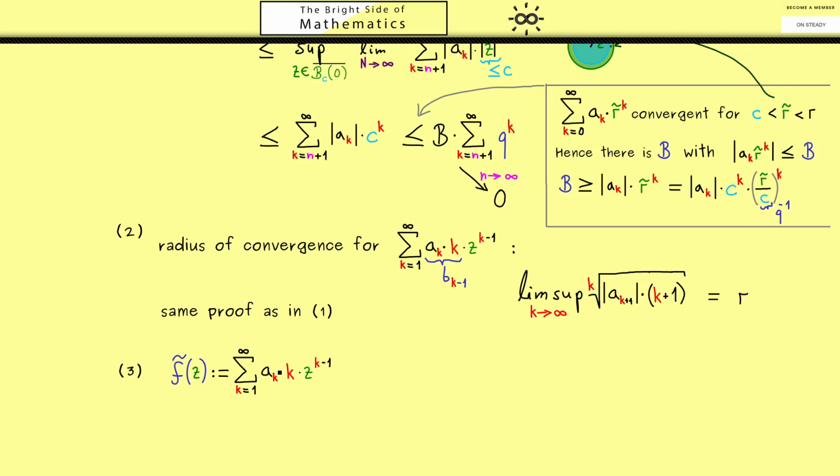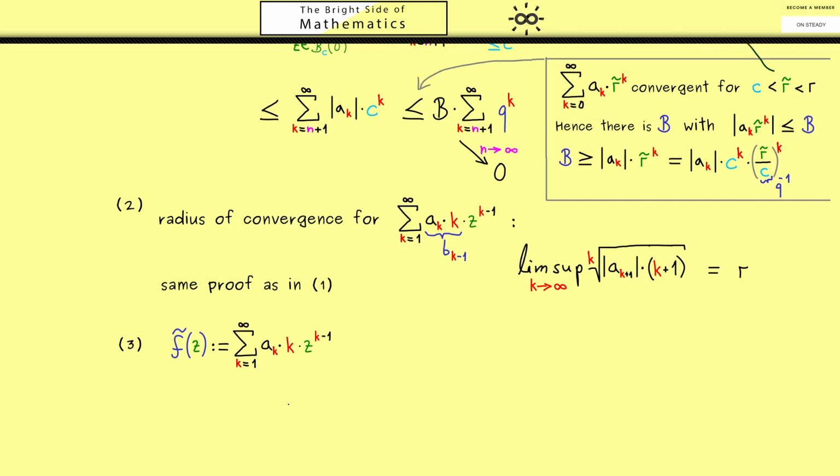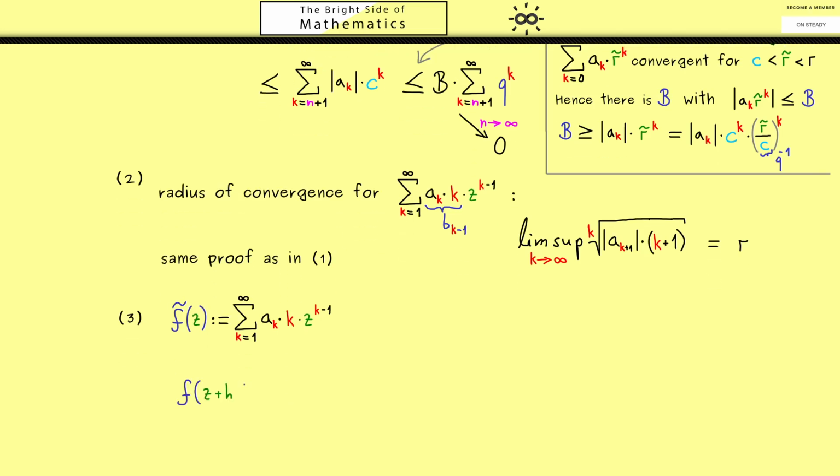So in the end, we want to get out that f tilde is actually f prime. However, at the moment, we don't know if f prime exists. Therefore, we are not able to assume it, we have to show it in this proof. However, of course, we can look at the difference quotient.